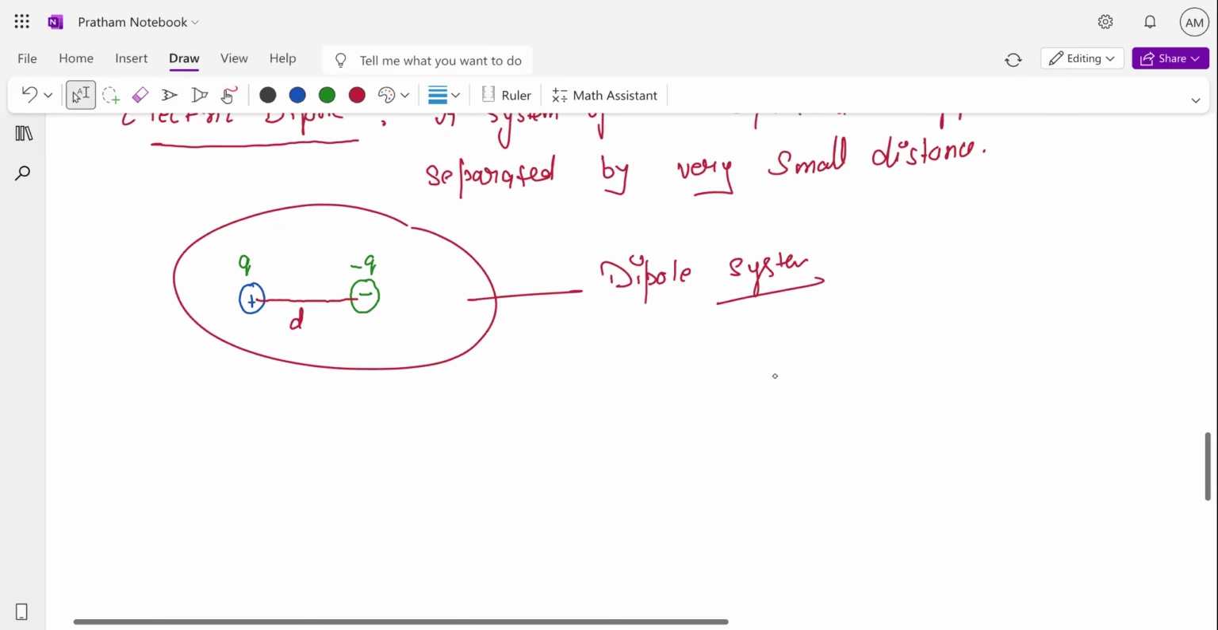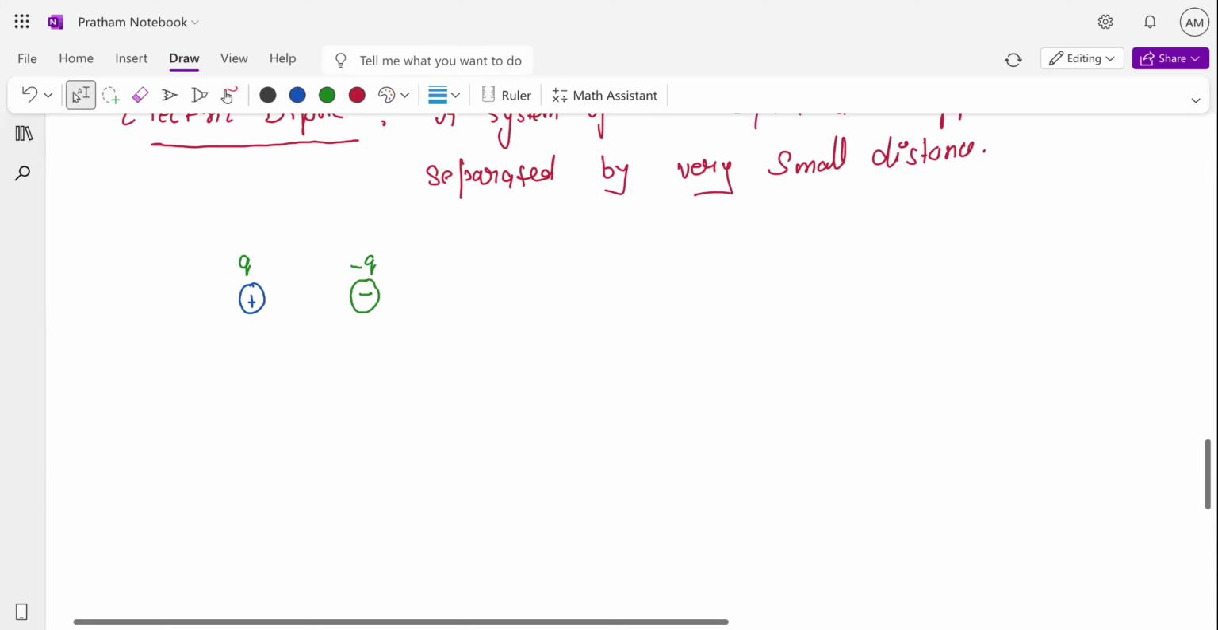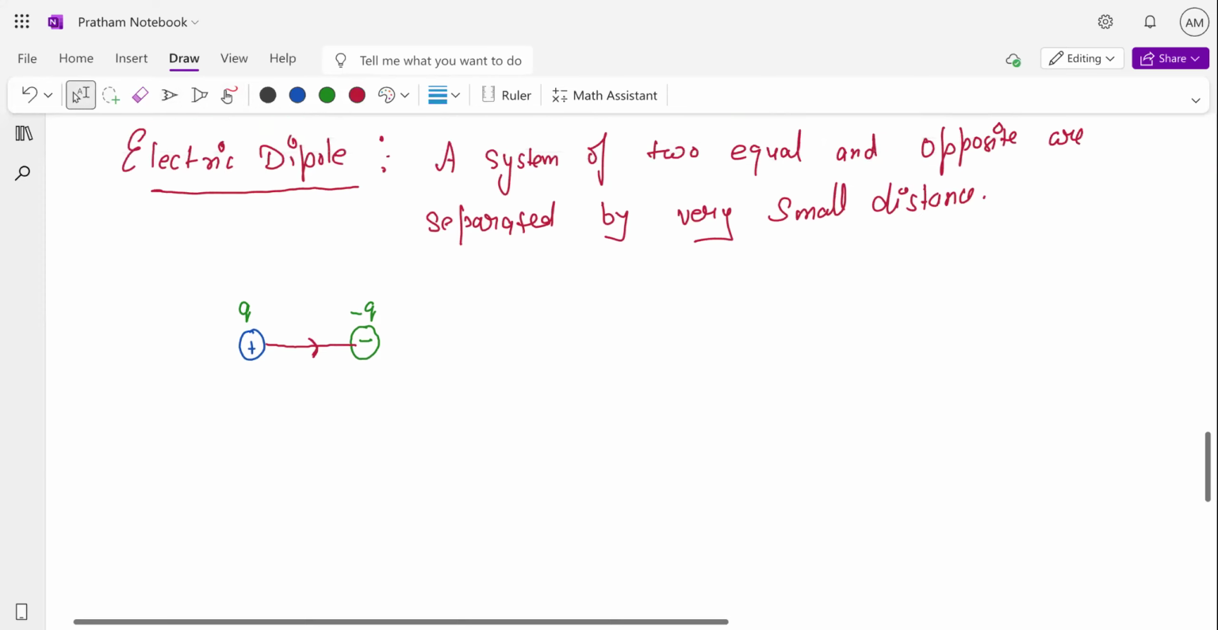All right. Also, if you see carefully, what is the direction of electric field in between? Positive to negative, right? But if I ask what is the direction of dipole moment, the dipole moment is basically opposite to the electric field. So this is the direction of electric field, but this is the direction of dipole moment. Clear? Yes, sir.